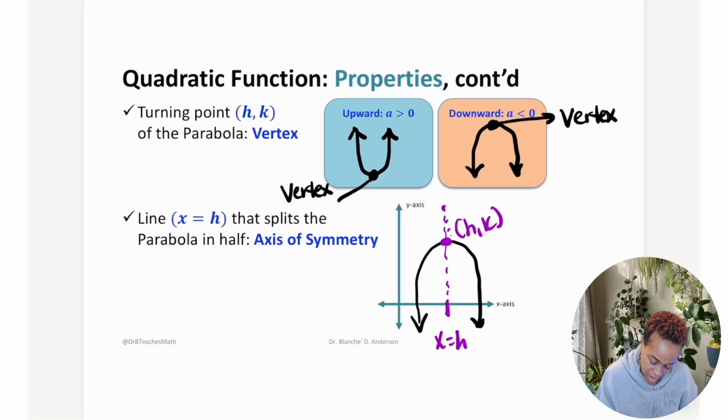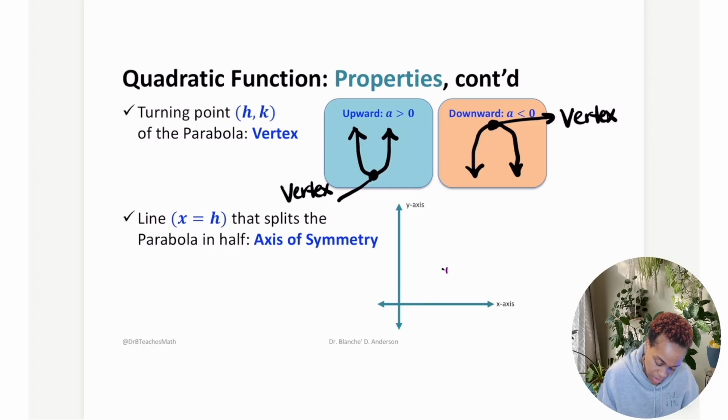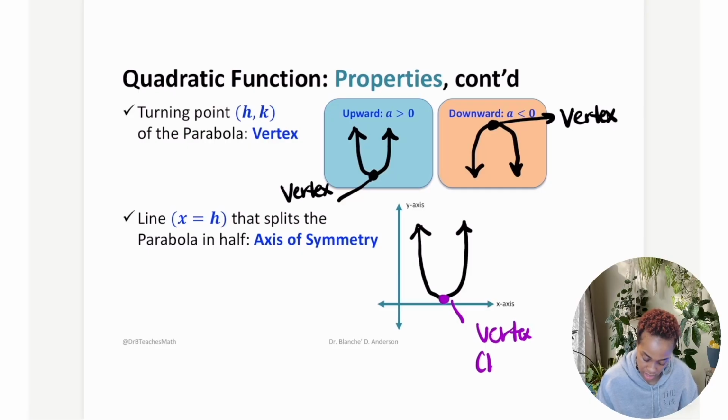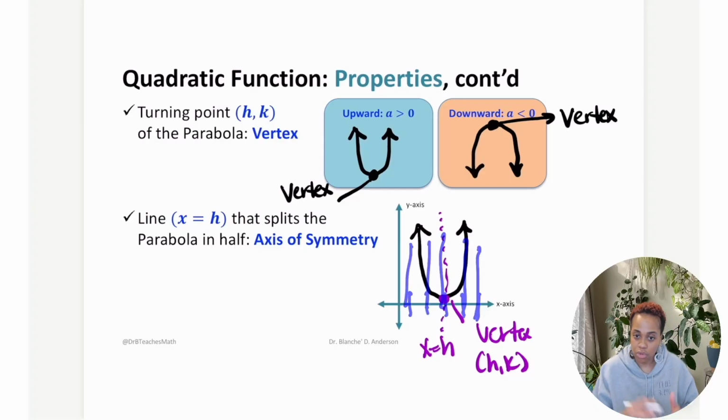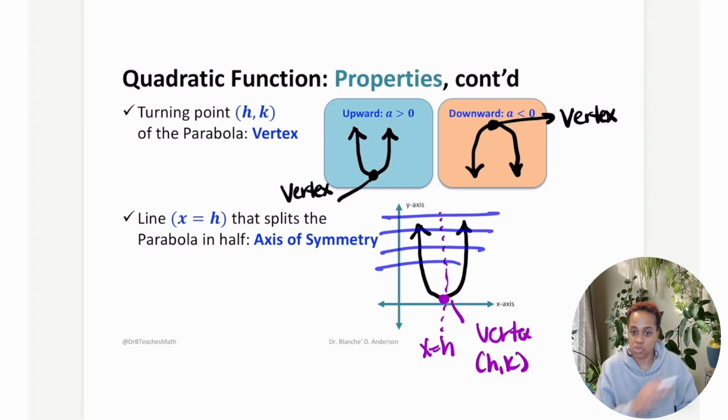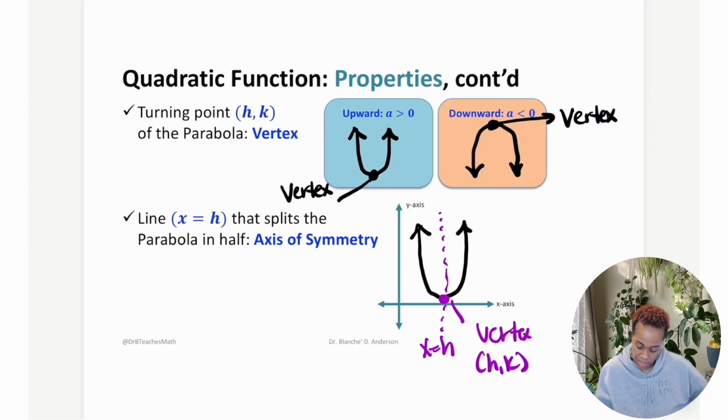And it doesn't matter if my graph looks like this, or if my graph is going this way. The vertex is still here, which we know is HK, and the line that cuts it in half, that's the line x equals h. And you're like, well, why is it x equals? Remember, even though the x-axis lays this way, your tick marks go that way. So the x-values are always going to be these vertical lines, and your y-values are these horizontal lines. So that's why it's the line x equals h.